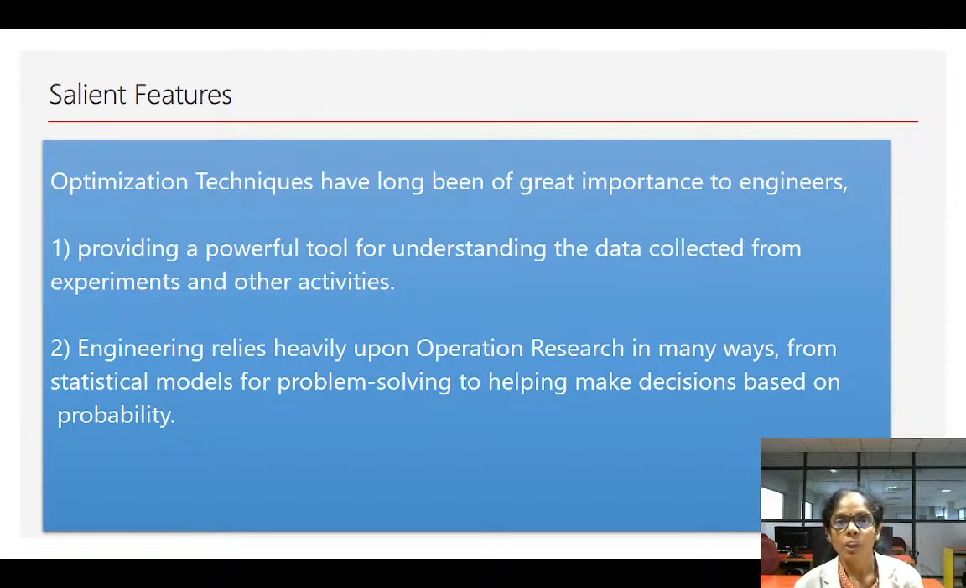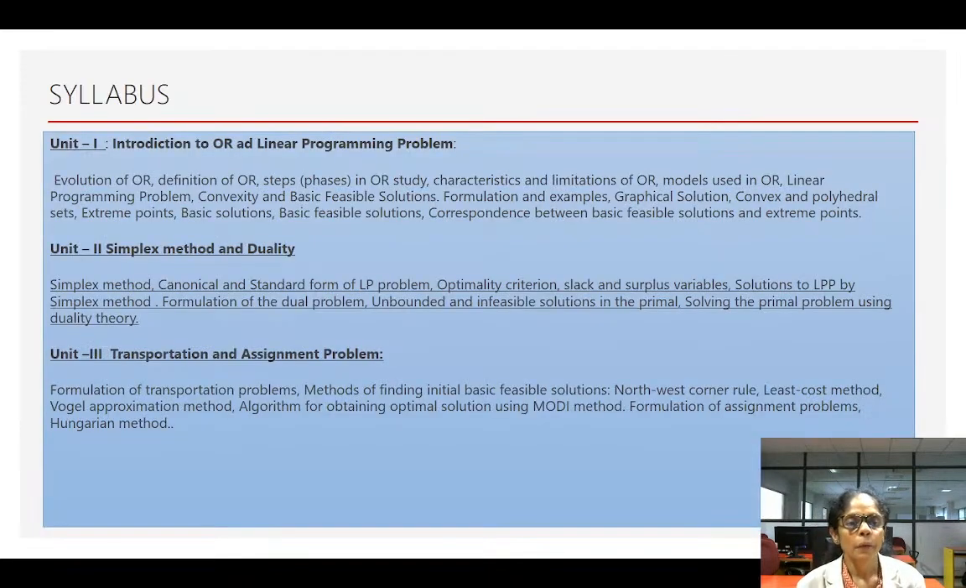Optimization techniques have long been of great importance to engineers, as they provide a powerful tool for understanding the data collected from experiments and other activities. And engineering relies heavily upon operations research, starting from statistical models for problem solving to helping make decisions based on probability. Now let us see the syllabus.